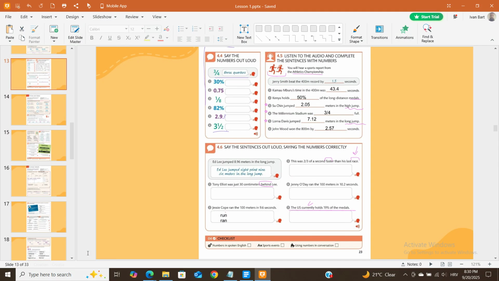04 Checklist. Numbers in spoken English. Sports events. Using numbers in conversation. 05 Times and dates.